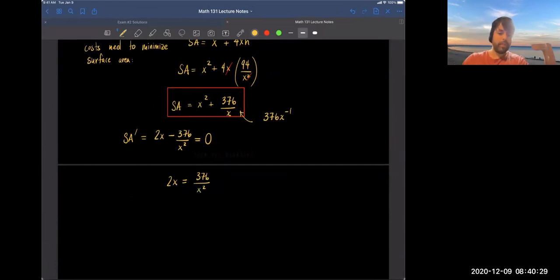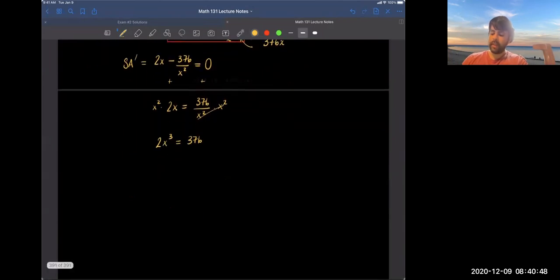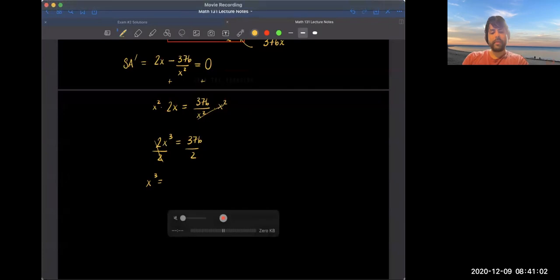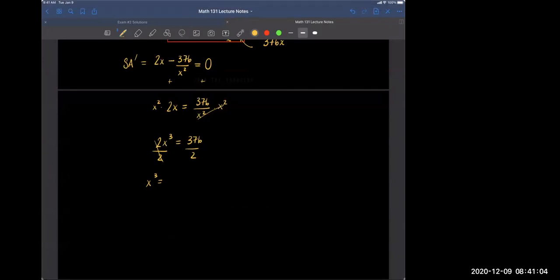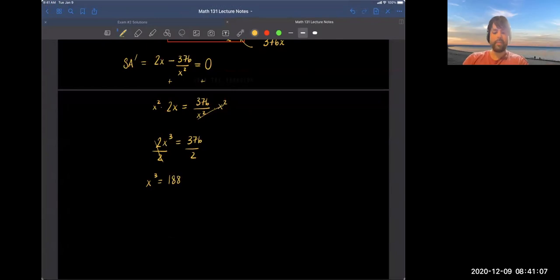I move the 376 over x squared to the right side of the equation. So I add this on both sides, and I get this. And I'm trying to solve for x, so I'm going to multiply both sides by x squared, and I'm left with 2x cubed equals 376. So then divide by 2. Andrew, what do I get? Your quick calculations. What's 376 divided by 2? 188. See, you can calculate quickly too.